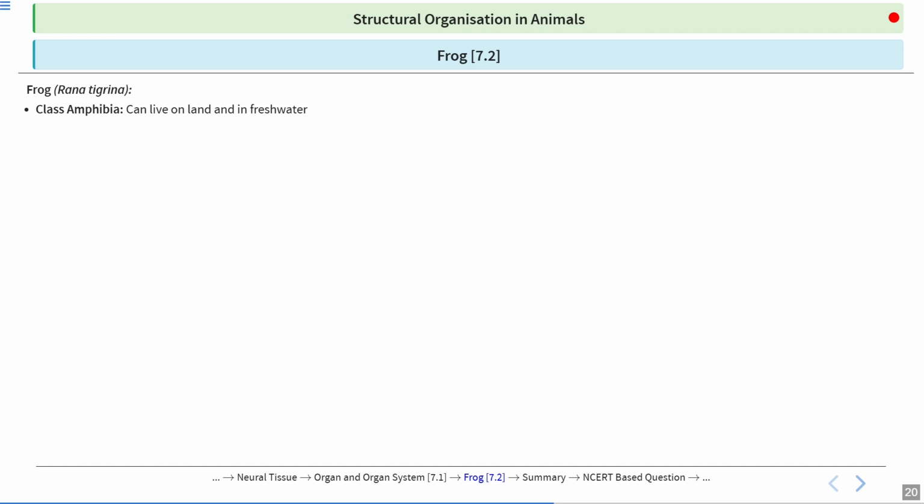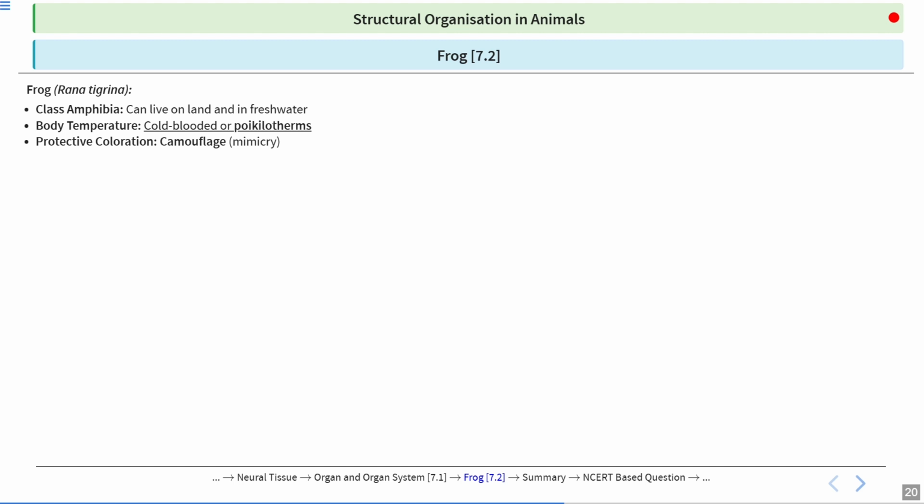If we talk about the phylum, then phylum Chordata and class Amphibia, and they can live on land and in fresh water, right? Body temperature: they are cold-blooded, or poikilotherms, meaning they cannot regulate their body temperature.